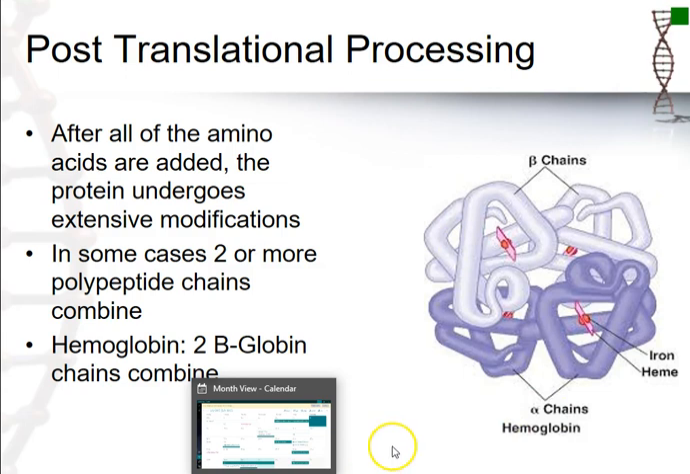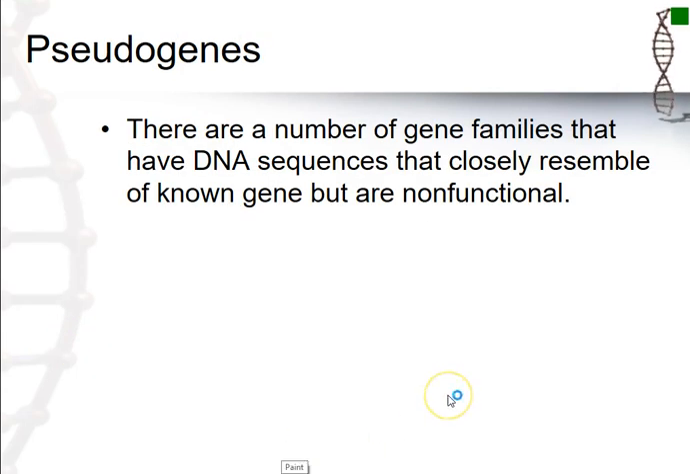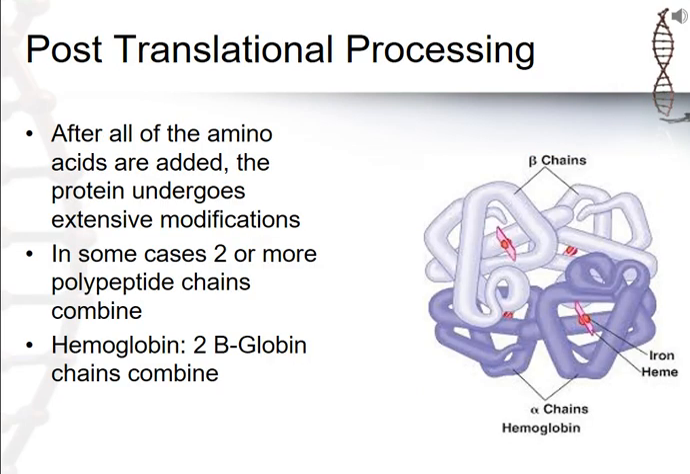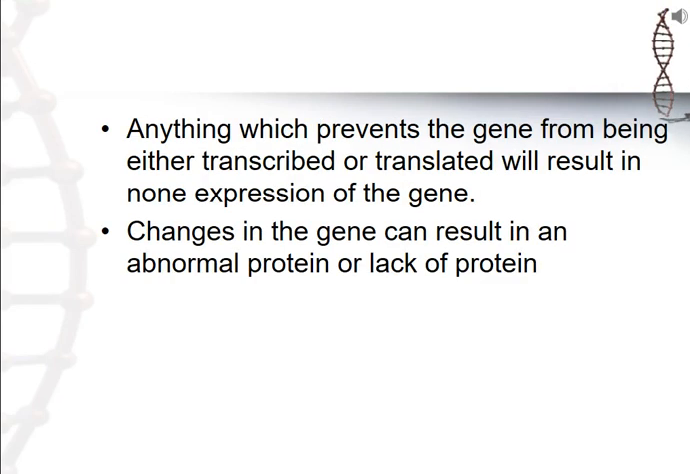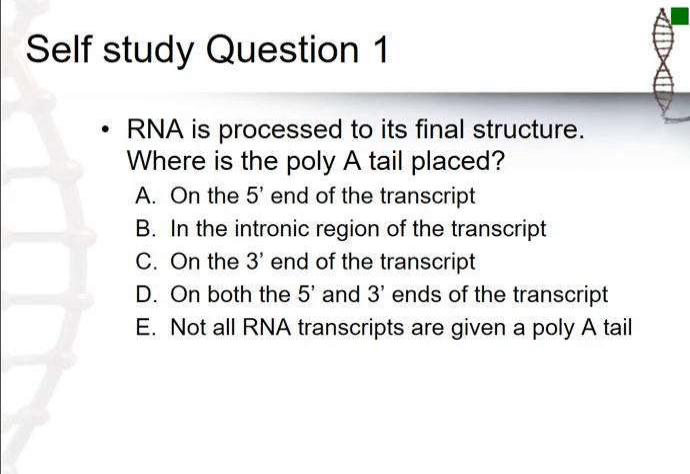Post-translational changes occur when we cut apart certain areas, and then they fold in the correct way. Pseudogenes, like I said, are a number of families that closely resemble the genes but do not function. They were probably historically used. Anything that prevents the gene from being either transcribed or translated results in non-expression of the gene. Changes in genes can result in abnormal protein or lack of protein. And sometimes a very small change results in a stop codon.